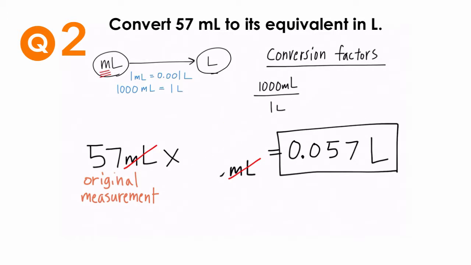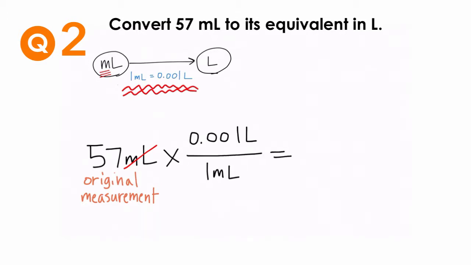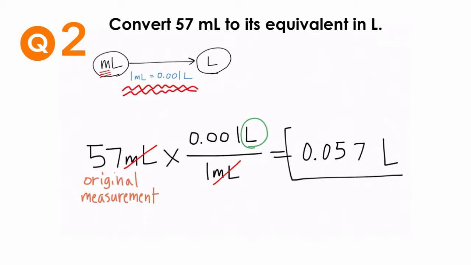Notice if you decided to use 1 milliliter is equal to 0.001 liters instead of 1,000 milliliters is equal to 1 liter like I did, you still get the same number. 57 times 0.001. So that's 0.057 liters.